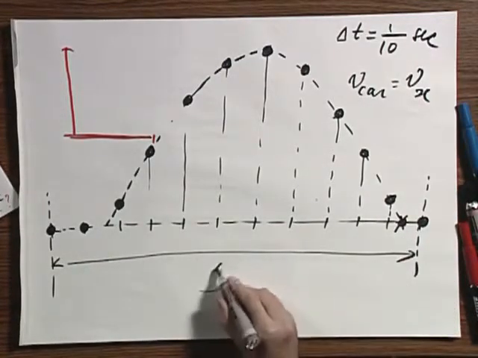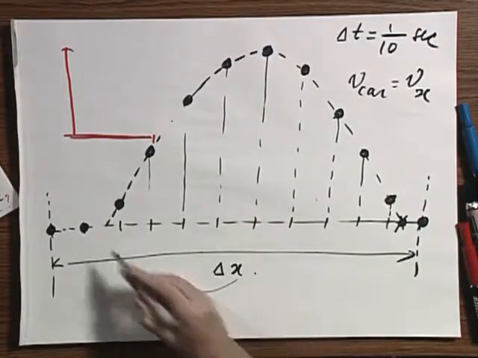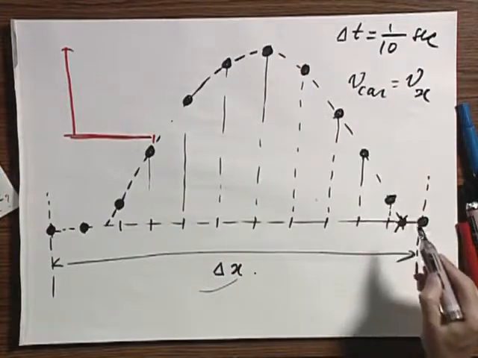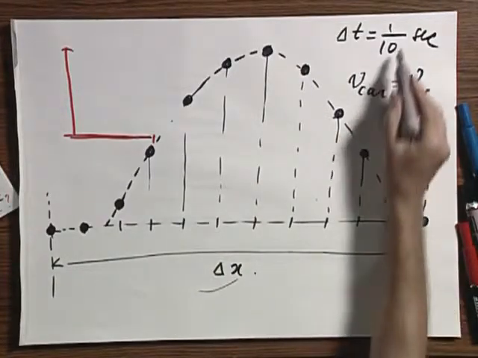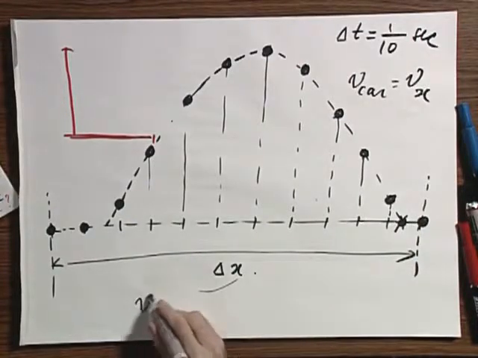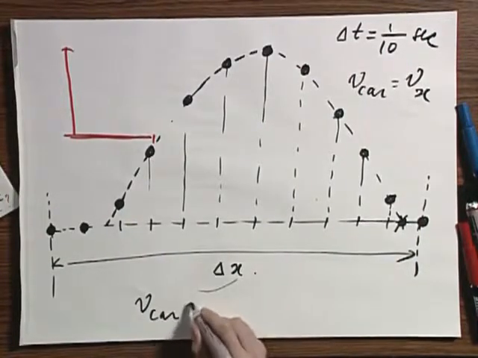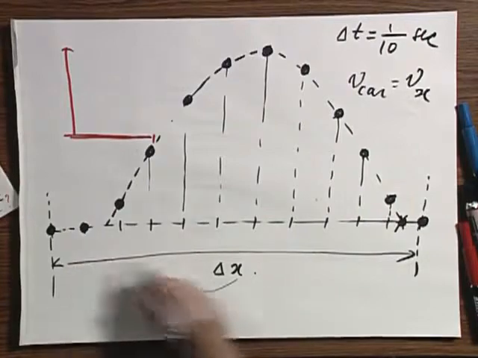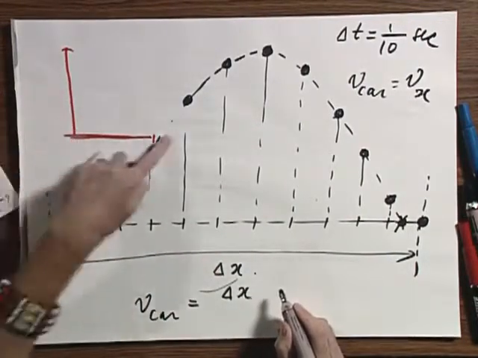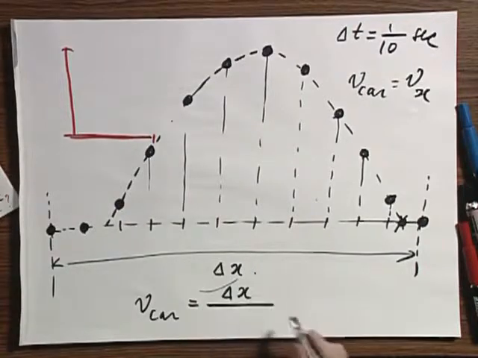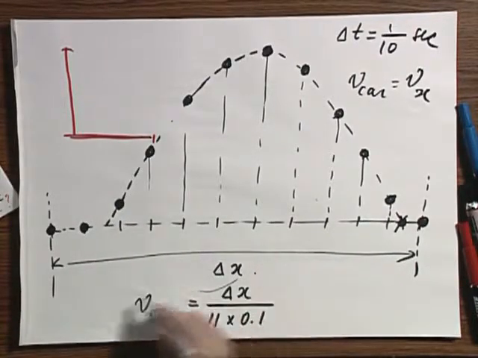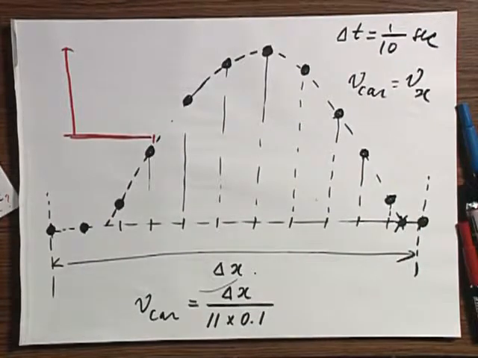Take my ruler, I call this delta x, and I'm going to count 1, 2, 3, 4, 5, 6, 7, 8, 9, 10, 11. It takes 11 flashes, exactly 11 flashes, so the velocity of the car equals this distance delta x, which you have measured with your ruler, you've calibrated against this one, divided by 11 flashes times 0.1 seconds. So you know the velocity of the car.